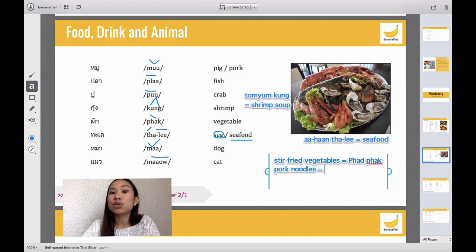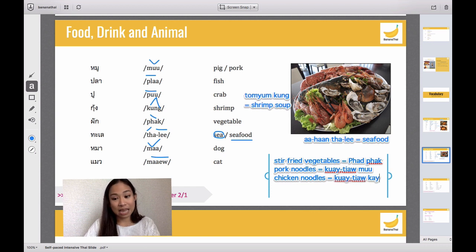Noodles come first. What is noodles? ก๋วยเตี๋ยว and then pork is หมู. That's it, pork noodle ก๋วยเตี๋ยวหมู. What about chicken noodle? So noodles come first ก๋วยเตี๋ยว, right, and chicken is ไก่.